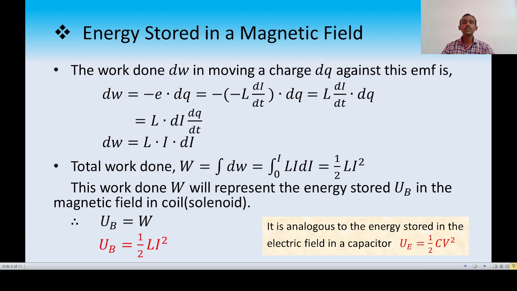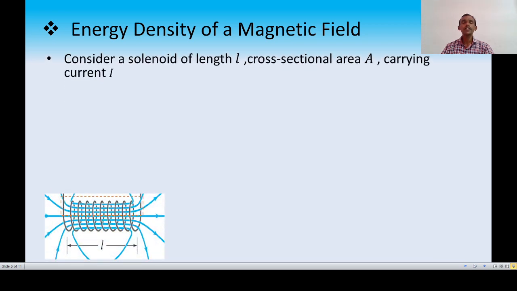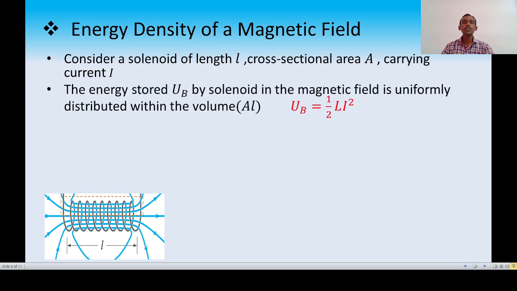Now, the next point of this lecture is the energy density. The energy density of magnetic field is denoted by small ub. For that purpose, consider a solenoid of length L having cross-sectional area A and carrying current I. You know that the total energy stored in the magnetic field in a solenoid is given by UB is equal to 1 by 2 L I square, and this energy is uniformly distributed within the volume of that solenoid.